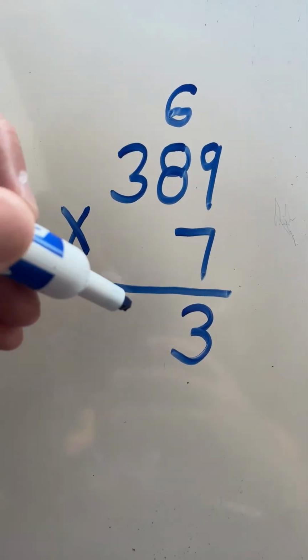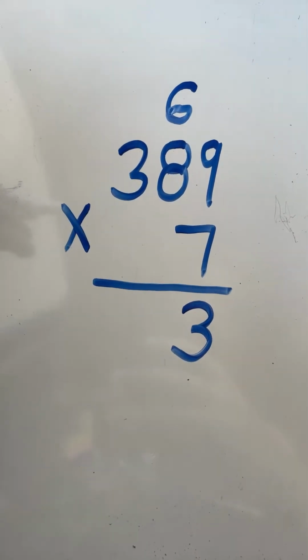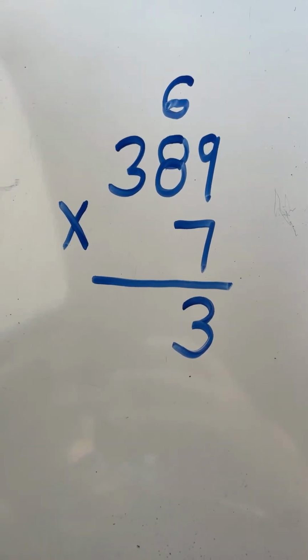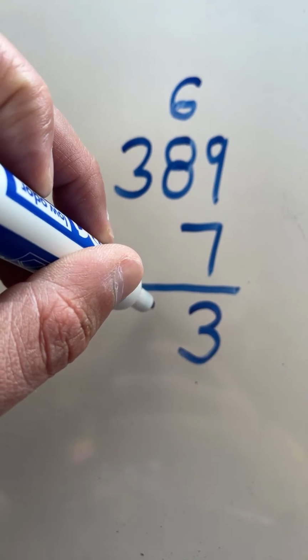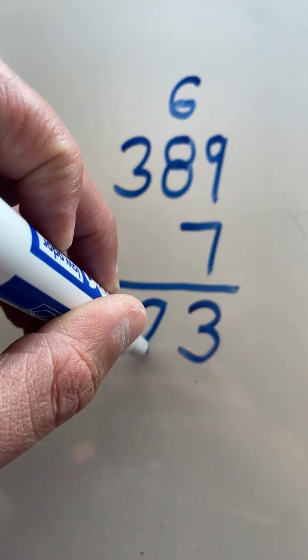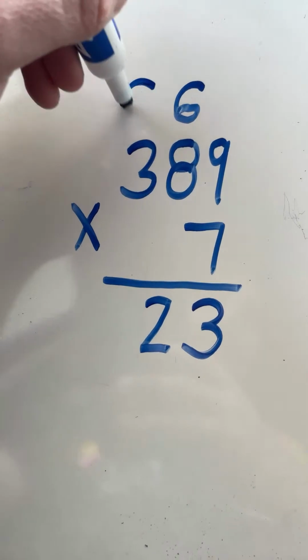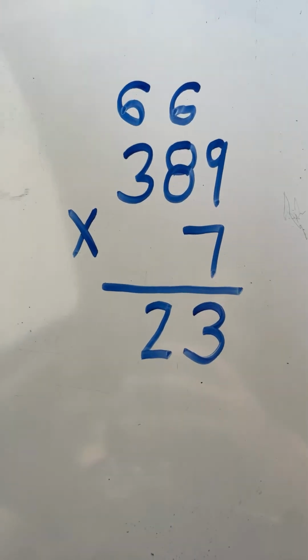Plus 6 equals 62. Again, we have to regroup because our product is more than 10. Anytime our product is 10 or more, regrouping is needed. So the 2 in 62 goes in the tens place. The 6 in 62 gets carried over to the hundreds place.